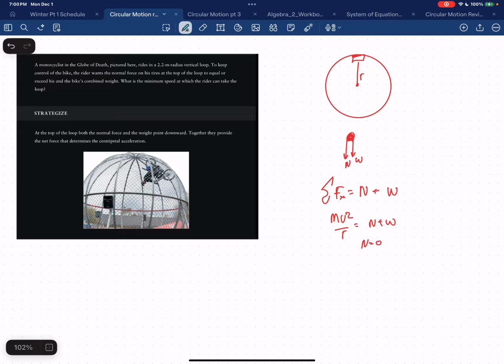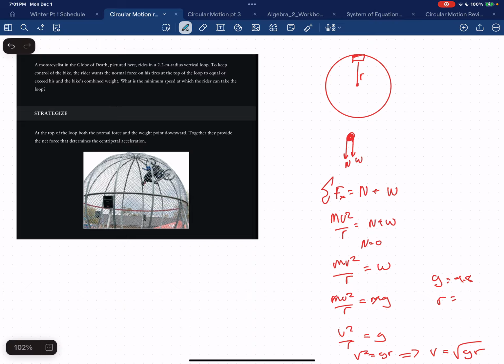All right, so mv squared over r equals weight. And I can do the same algebra I did just 2 seconds ago. Mg, the m's cancel, v squared over r is equal to g. I can go v squared is equal to g times r, and then v is equal to the square root of g times r. And my g is just 9.8, and my r, what I told you, is 2.2. And I can plug that in. Then that's the critical speed, or the minimum speed the rider can go through.